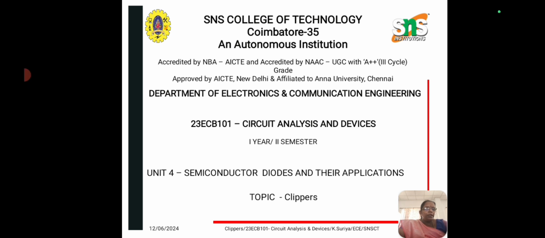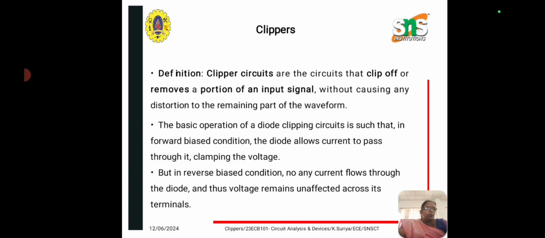Today, in this video, let us see about clipper circuits. Clipper circuits are the circuits that clip off or remove a portion of the input signal without causing any distortion to the remaining part of the waveform. These are also known as clippers, clipping circuits, limiters, slicers, etc. Clippers are basically wave shaping circuits that control the shape of an output waveform. They consist of linear and non-linear elements but do not contain energy storing elements.